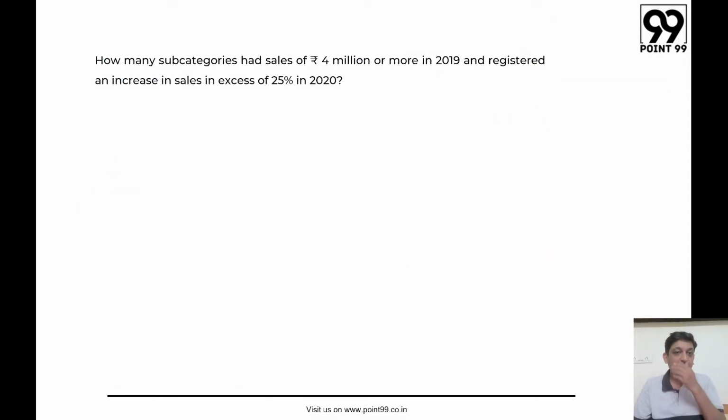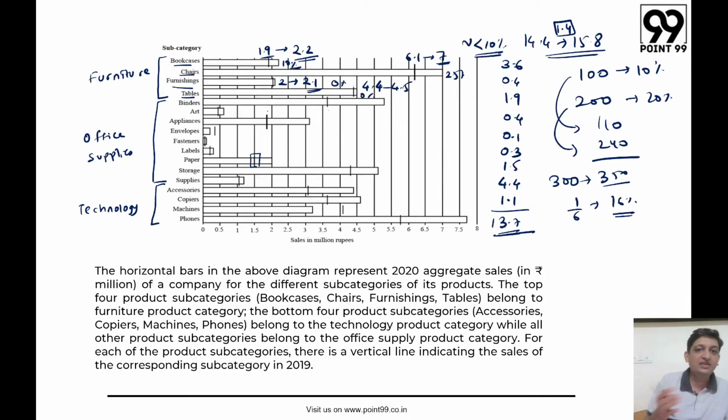Now let's look at the third one. How many subcategories had sales of more than 4 million or more rupees in 2019 and registered an increase in sales in excess of 25% in 2020? तो 2019 में 4 million से ज्यादा होना चाहिए. So this is basically the number that we are looking at. 2019 वाला number should be greater than this and 2020 में उसके ऊपर 25% और ग्रो होना चाहिए.